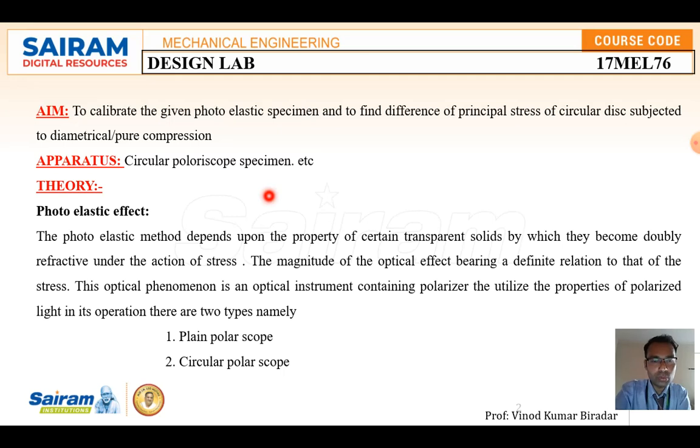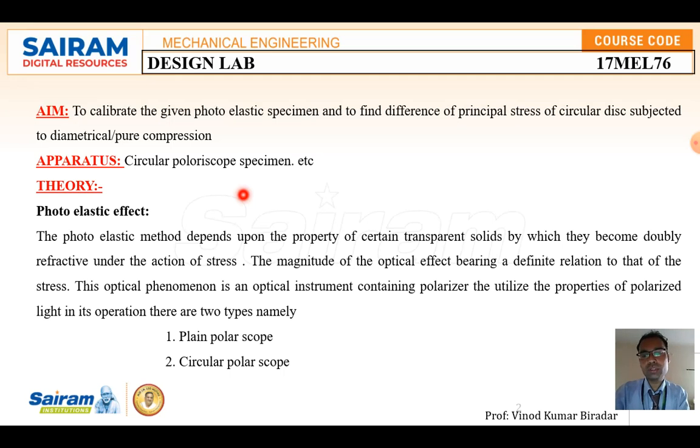Here we are going to use a photoelastic material. That component we are going to fix on the circular polariscope. If you apply some compression force, you are going to get a number of different fringes depending upon the given load. We take those values and finally find the principal stresses of the given photoelastic circular disc. So the apparatus is the circular polariscope, and the specimen is required.